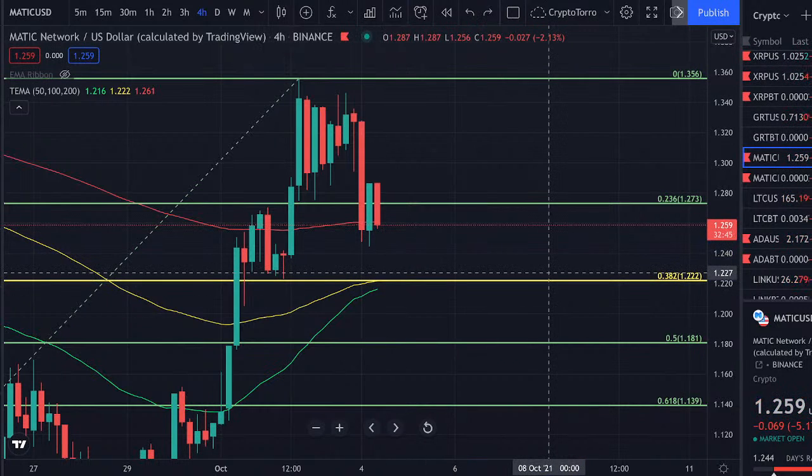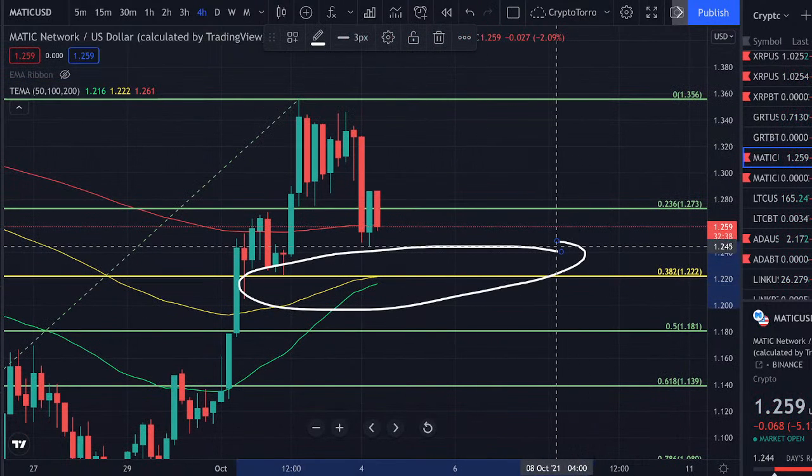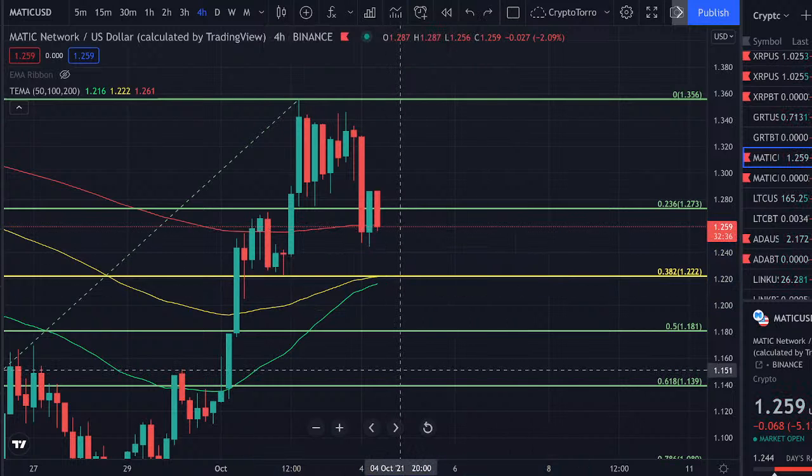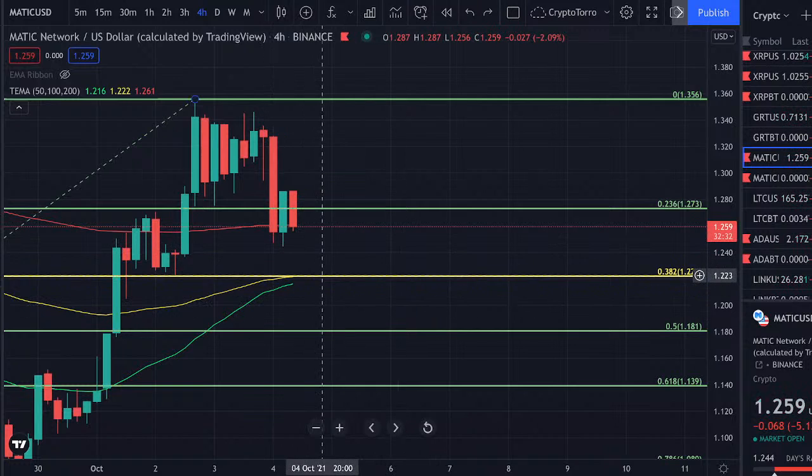I am a huge fan of Polygon Matic, and I will for sure accumulate even more Polygon at $1.22 in the upcoming weeks. If we are heading in this direction, I think this will be a great entry overall.